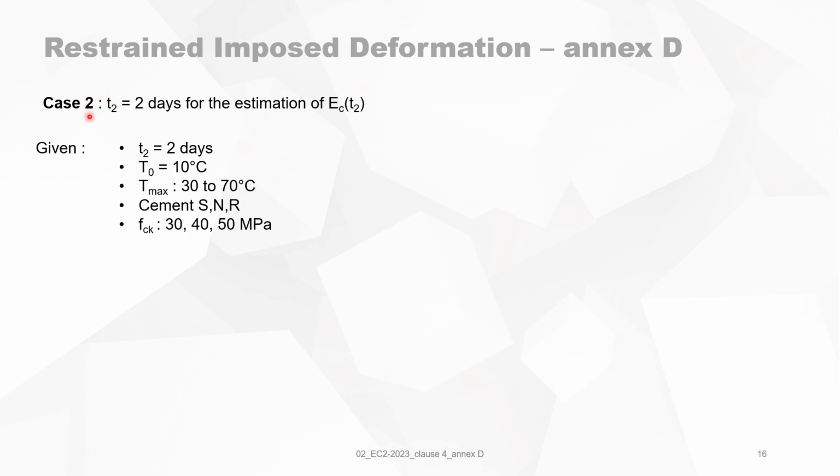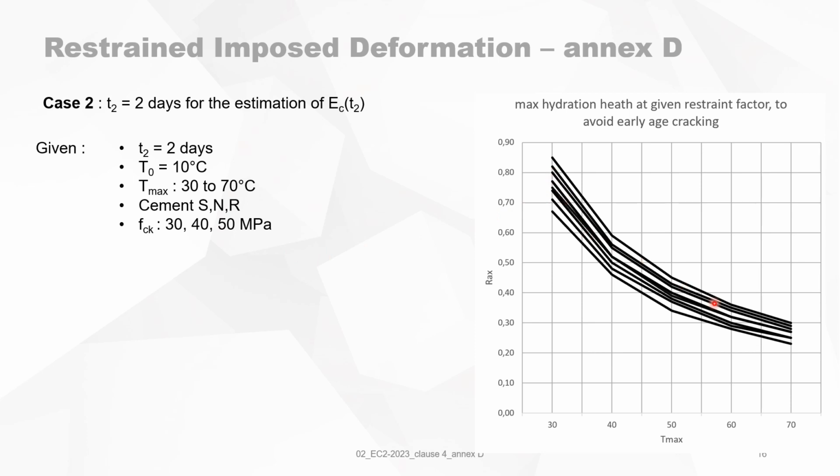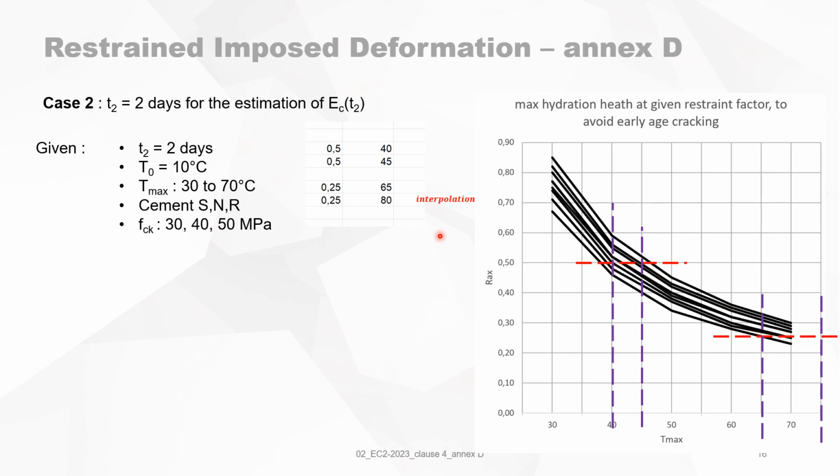Now we take case 2, where we take the lowest value of the modulus of elasticity after 2 days. We take the same parameters. We look at the same graphs generated by all those parameters. Again, we look at the different intervals, but all those values you can put in a table, and the limiting values, which are indicated here, are calculated by interpolation.